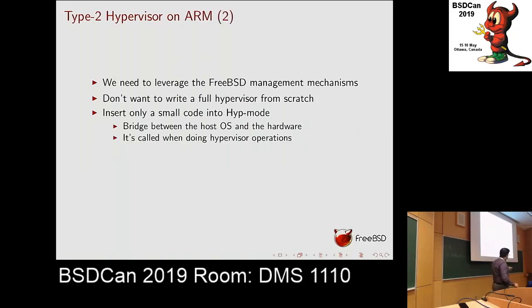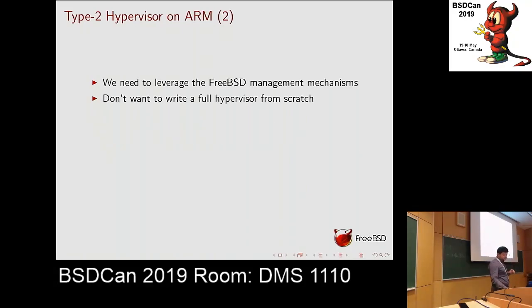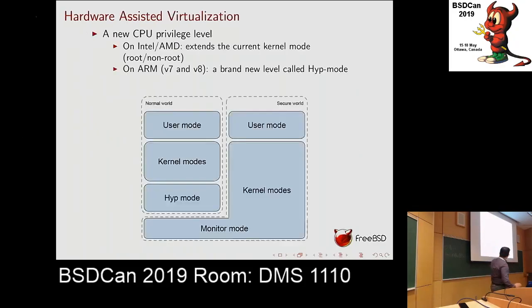Because we don't want to write a full hypervisor from scratch, basically we inserted a small piece of code, which is a bridge, in hypervisor mode. This very small code is called by the kernel mode in order to execute virtualization instructions on the hardware. So it's a bridge between the FreeBSD kernel and the hardware virtualization extensions.